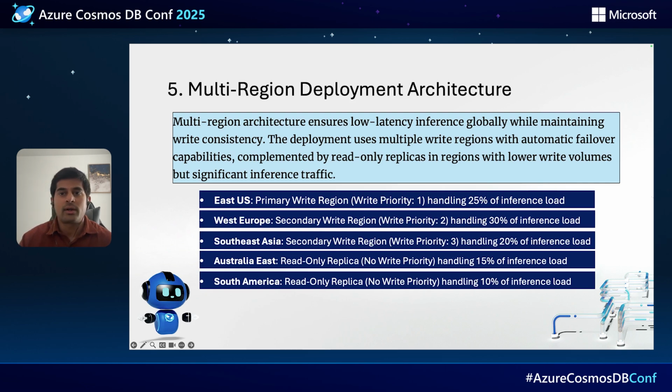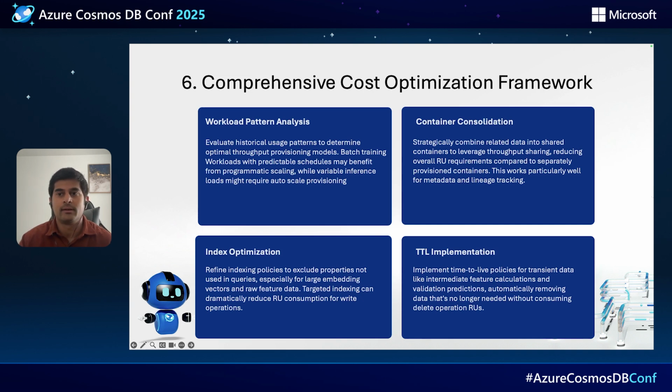Now let's talk about how we can optimize costs across AI workloads while still maintaining performance and scalability. First, let's start with understanding workload patterns. We look at historical usage to decide the best throughput provisioning model. For batch training jobs that run on predictable schedules, programmatic scaling works well. Here we can scale up during training windows and then scale down when you're done with those jobs, right?